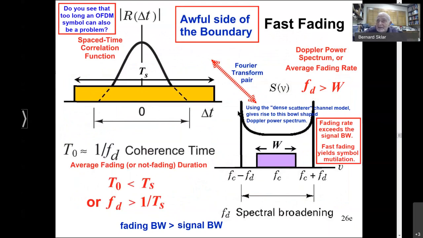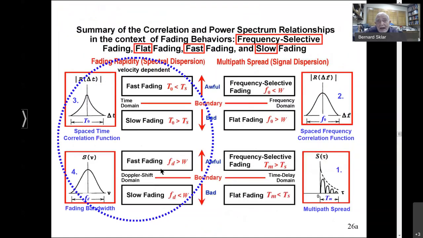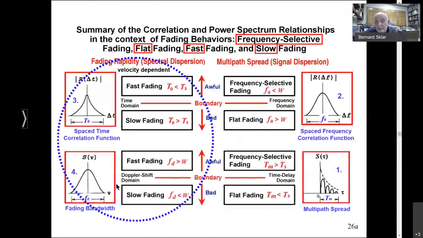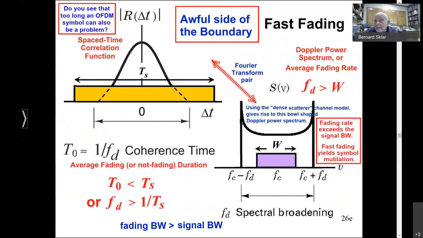Remember, there's this unusual bowl shape, when what I had drawn before is simply a blob called the fading bandwidth. If you go back, you see this blob that I had for the fading as a function of Doppler bandwidth. It turns out that a model of mobile communications, the dense scatterer channel model, gives rise to a different shape than just that blob. So I'm showing you the actual Doppler power spectrum shape that you're going to see.